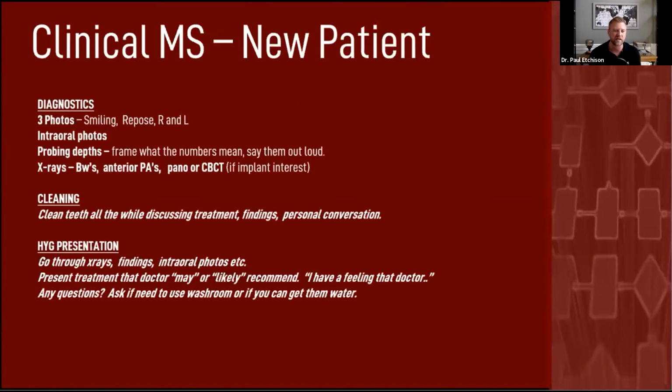They went through all the findings. We ask if they need to use the washroom. Right now is good. Did you need to use the washroom? Now would be a good time, while I go get the doctor. So a lot of people do. Or you say, can I get you anything, water or coffee? They always say no for the most part, but we offer it to them. That's another one of those little touch points that makes a difference. Offer it. Wow, they really care about me here.